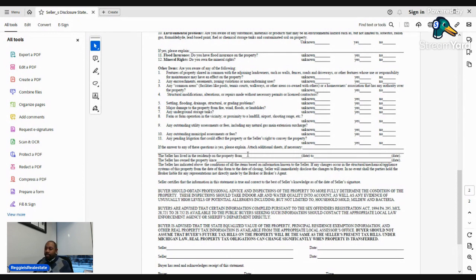Then it's going to ask you how long you lived in the property. So from what date to what date, and how long have you owned the property? Some people are like, well, that's common sense. If I've lived here for 10 years, that means I've owned it for 10 years. No, it doesn't mean that, because some people were renting their home, or maybe some people grew up in the property, but they didn't own it. Maybe the property was passed down to them, and vice versa. Some people owned the property, but they never lived in it, like investors.